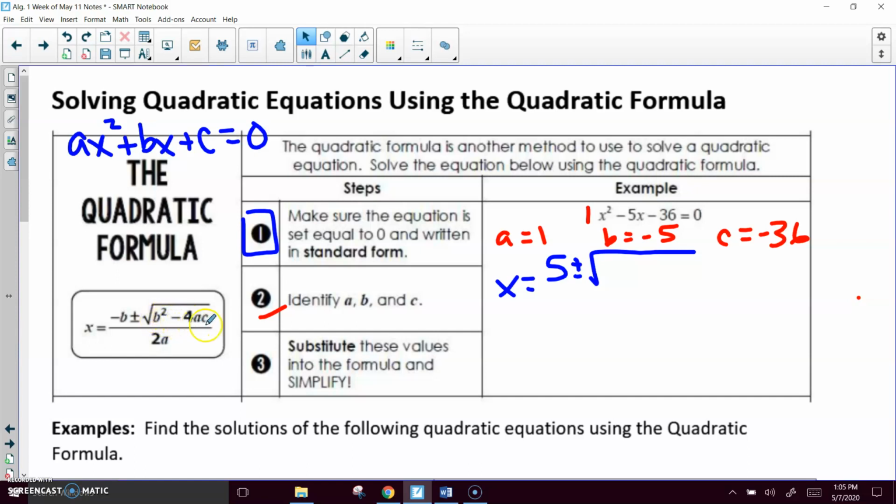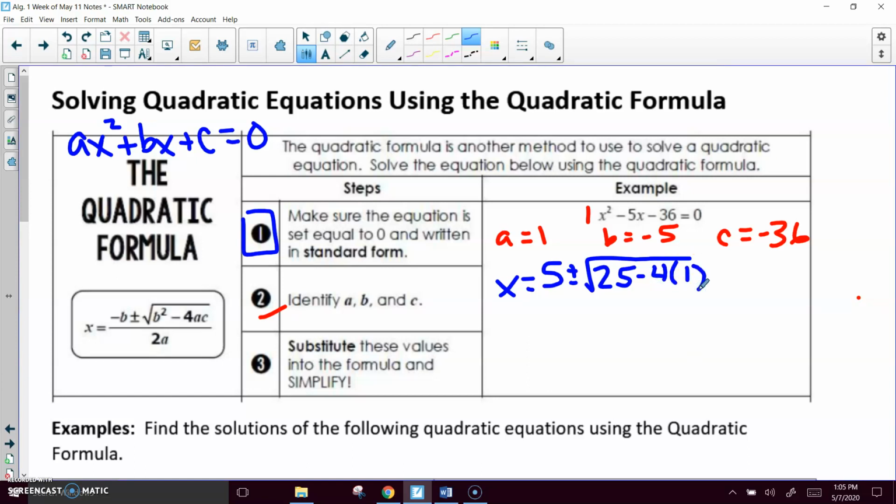B squared minus 4ac. So I need to square the b value. My b value is negative 5. I square that to get positive 25. Subtract 4 times my a value of 1 times my c value of negative 36. So all of that is underneath my square root, all over 2a.